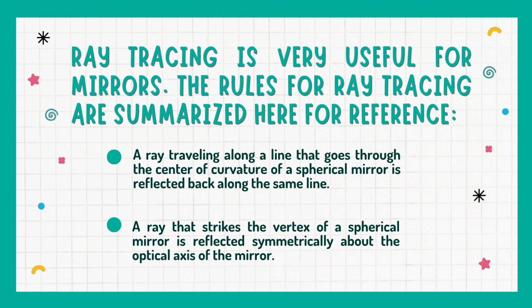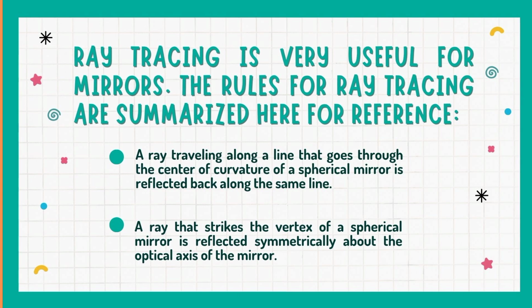So the last one: a ray that strikes the vertex of a spherical mirror is reflected symmetrically about the optical axis of the mirror. When a ray hits the center of the round mirror, the angle at which it hits is the same as the angle at which it reflects away, but on the opposite side of the invisible line. It's like a ball bouncing back symmetrically if it hits the center point of a perfectly round mirror.